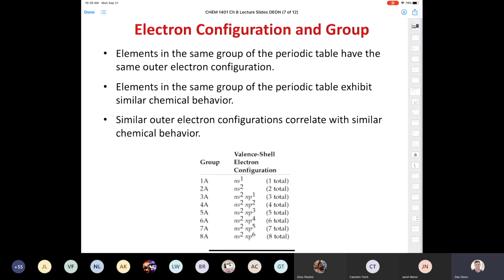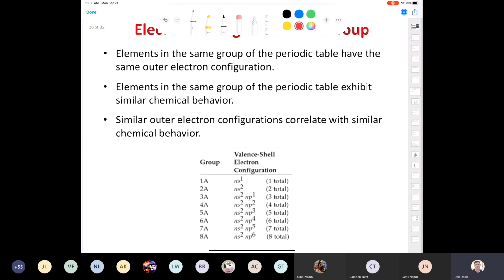But remember that I told you the elements that are in the same group, like, for instance, the alkali metals, will react similarly, right? The alkaline earth metals react similarly. The halogens react similarly. The noble gases are unreactive, right? Well, it says here the elements in the same group of the periodic table have not only similar chemical behavior, okay, under electron configuration. Did you notice that?